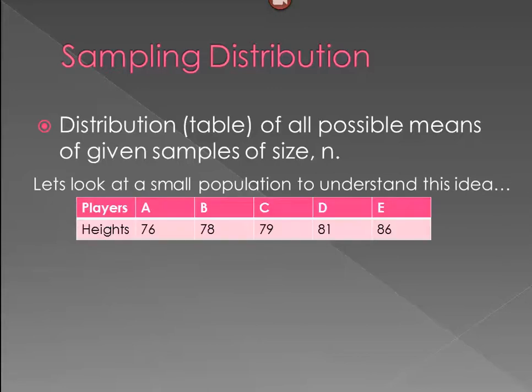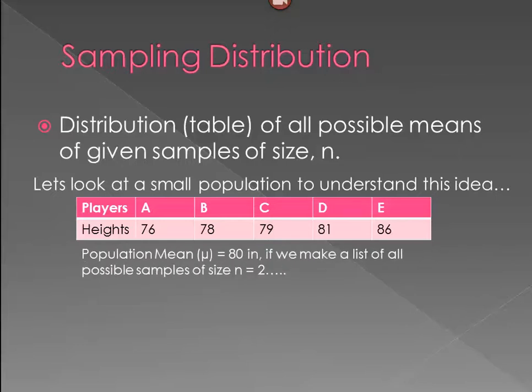So here are 5 basketball players and their corresponding heights. Since we have such a small population really, it's easier for us to just calculate the population parameter, or the population mean, which in this case is simply adding those 5 heights up and dividing by 5. And we see that the mean of this population, the population parameter, is 80 inches.